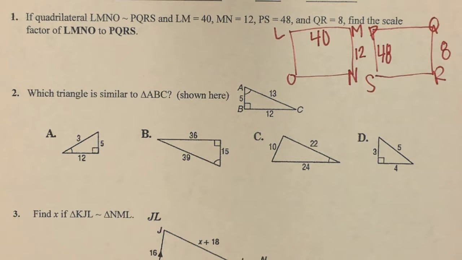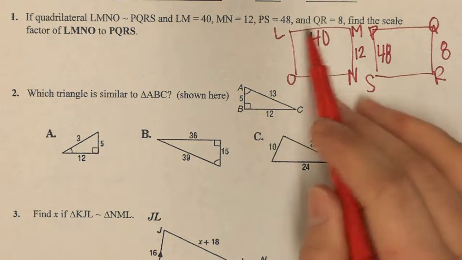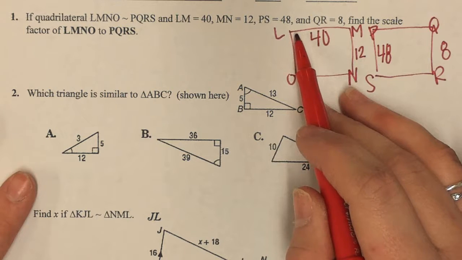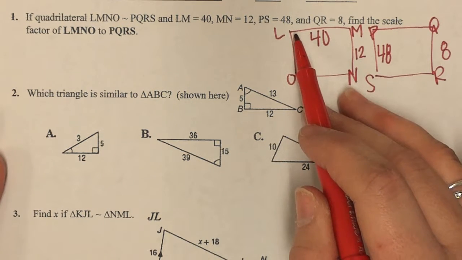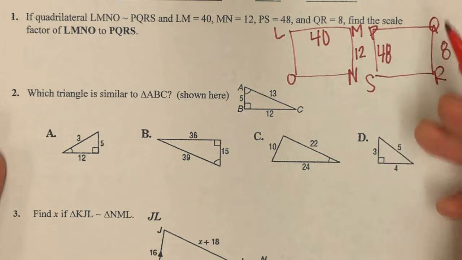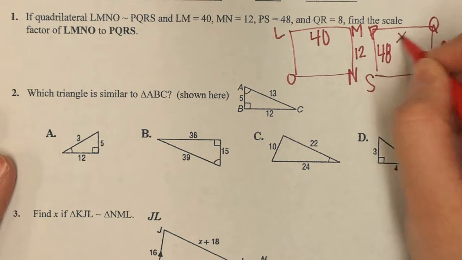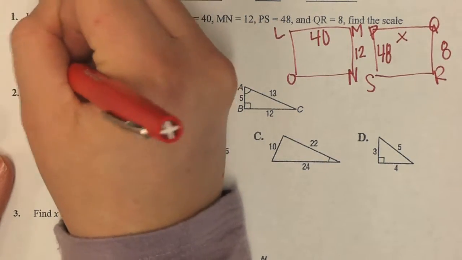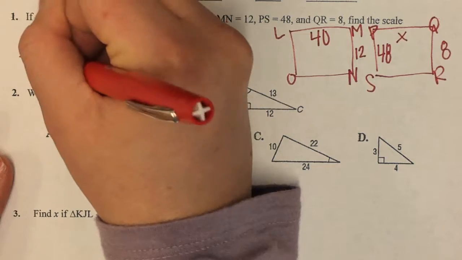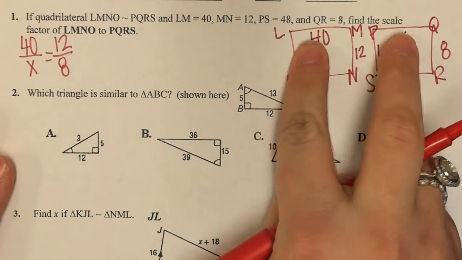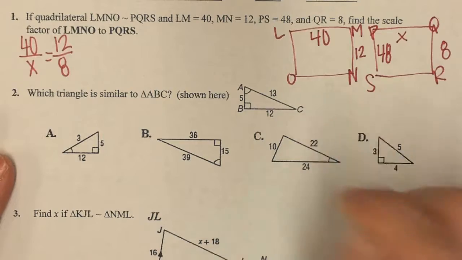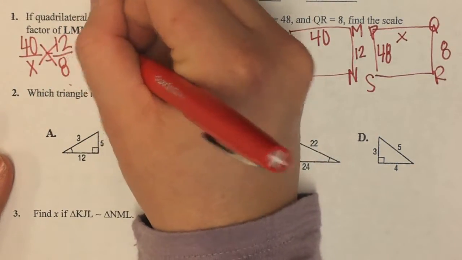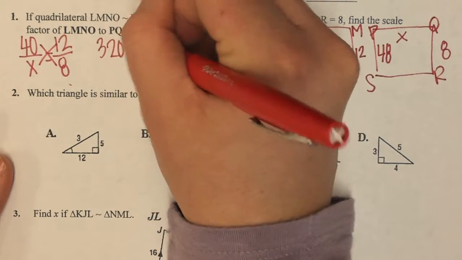Well, I need to have two parts that are the same. So I need an LM over PQ. So let's set up a proportion. If I wanted this to be X so I could solve for it, we could set up 40 over X is equal to 12 over 8. Because those are proportional sides. 40 goes with the top and 12 goes with the side. So if we cross multiply, 8 times 40 is 320, which is equal to 12 times X.